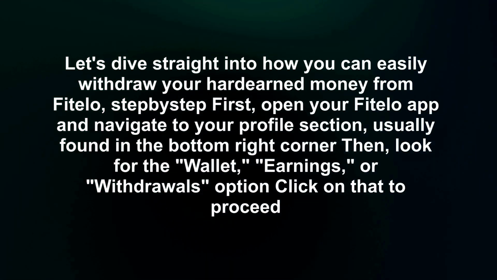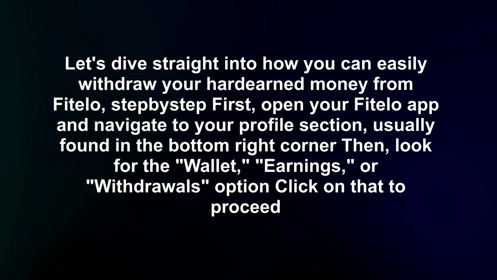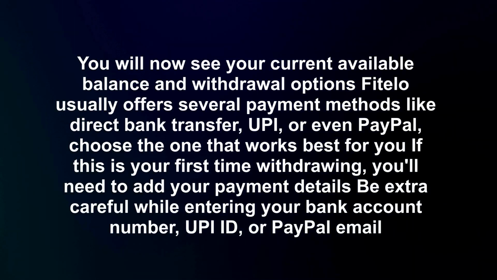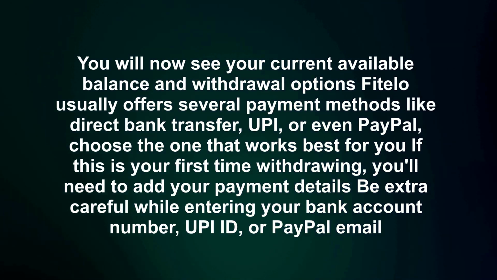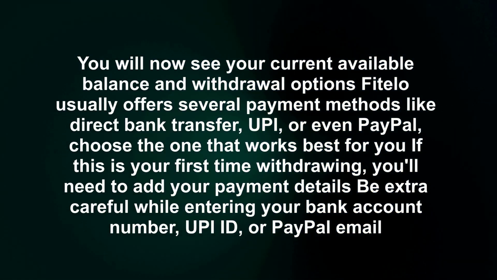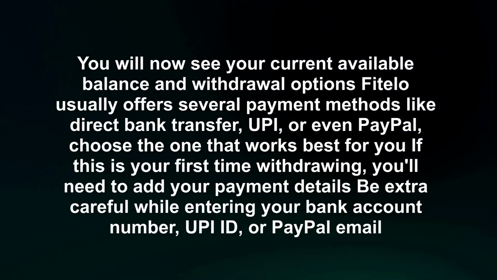Usually found in the bottom right corner. Then, look for the wallet, earnings, or withdrawals option. Click on that to proceed. You will now see your current available balance and withdrawal options. Fitelo usually offers several payment methods like direct bank transfer, UPI, or even PayPal. Choose the one that works best for you.